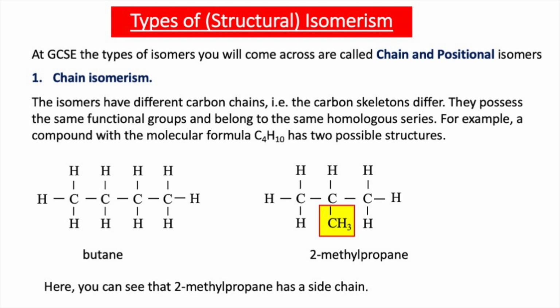They both have 4 carbons and 10 hydrogens. However, they have different arrangements of atoms. Their structural formulas are different. Now, because the shapes of these molecules are different, you'll often find they have different physical properties. They have different boiling points because they don't fit together in the same way.